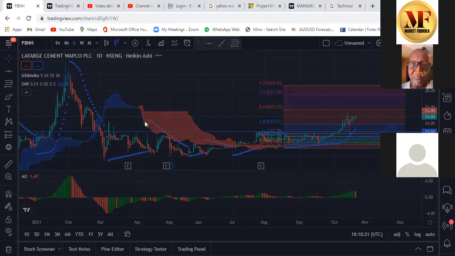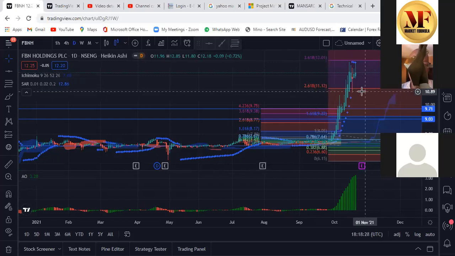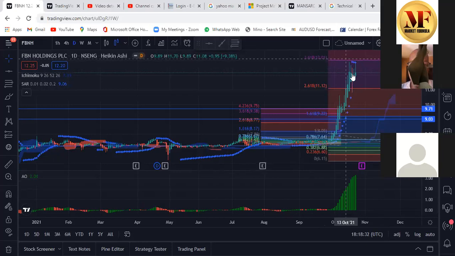Okay, something happened in this FBNH. There was a price that we should have entered at. Maybe we analyzed this last week, when it was retracing, and I said you can enter at 11 naira 12 kobo. You see what happened. Price reacted to that level. So this momentum is too strong. You cannot expect this thing to fall now.